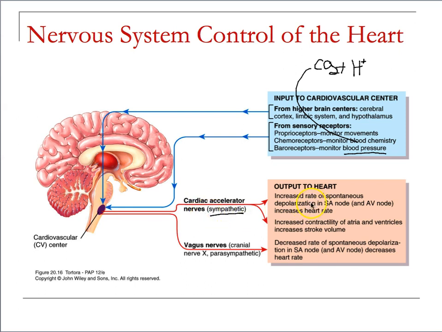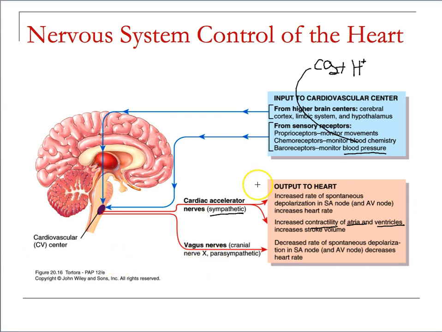Okay, it increases the heart rate, depolarization of the SA and AV nodes, and increases the heart rate. That's going to give you increased contractility of both the atria and the ventricles to increase stroke volume. The vagus nerve, cranial nerve 10, is parasympathetic, and of course that can decrease it.